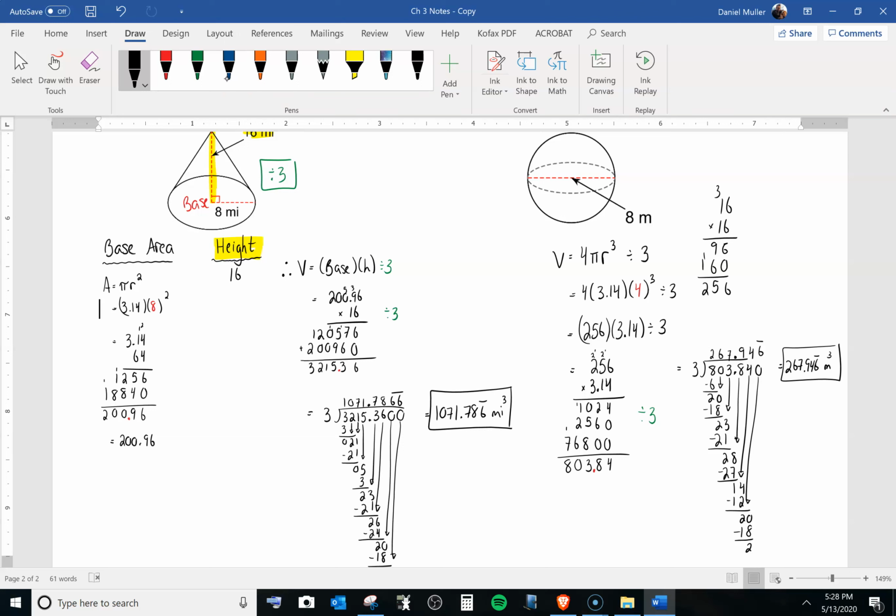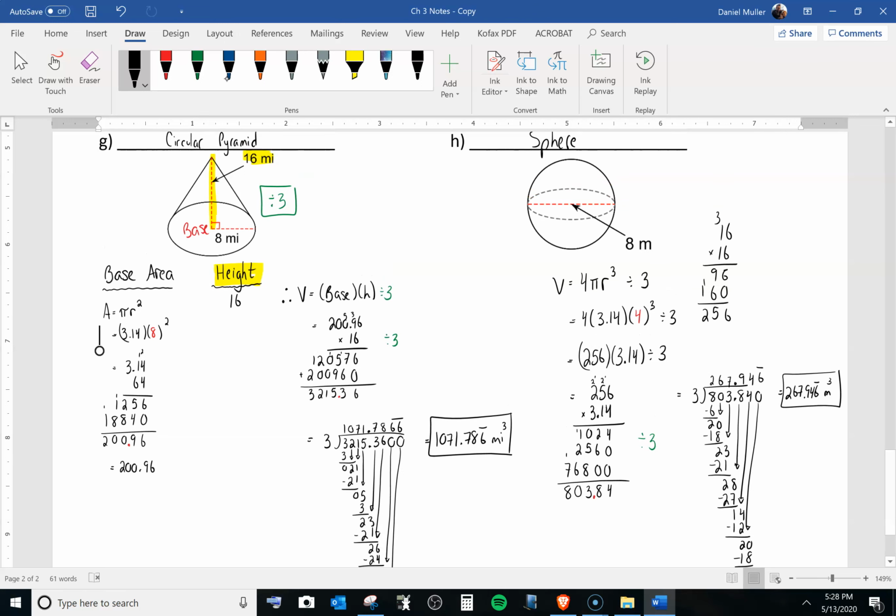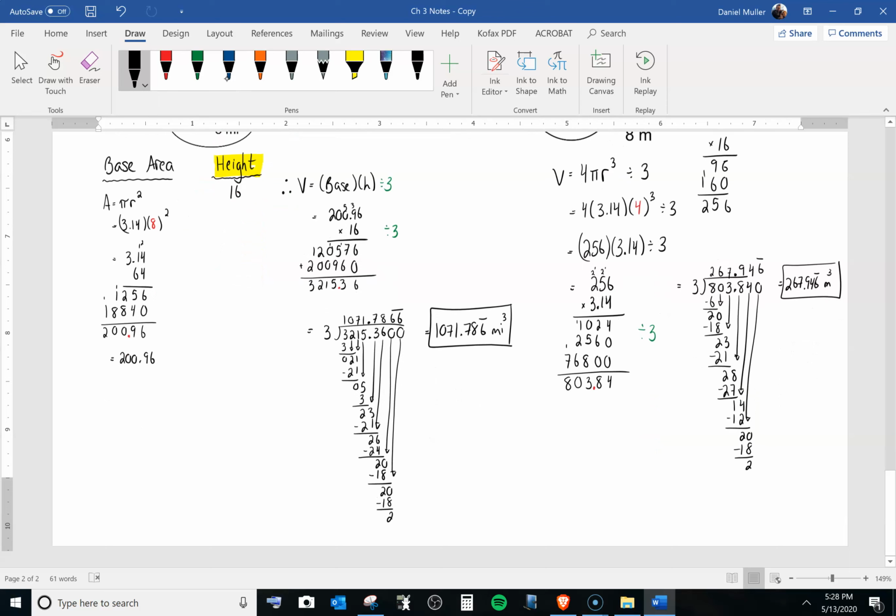Dividing by 3 can be a real pain. I was actually pretty dumb here because I made this 16. If I had made this 18, we could have had a much nicer number because 18 can be divided by 3. 16 can't. I should have made it so the radius was 9, and 9 can be divided by 3. But instead I made the radius 4, and 4 can't be divided by 3. So that's just stupid on my part.